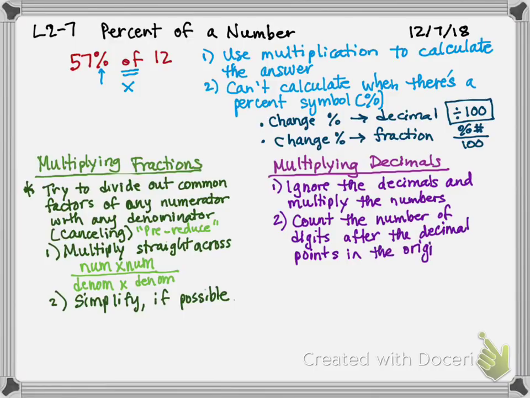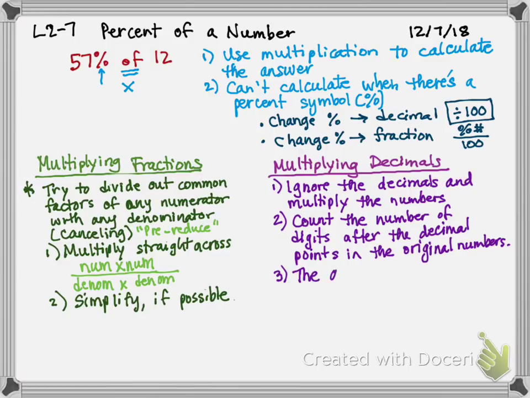Now, perhaps only one number has a decimal point. Perhaps it's only that percent number that has a decimal point. So you may only have to count the number of digits after one of the numbers because there's only one decimal point. Okay, and then we're going to use that number of digits that are going to come after the decimal point altogether to help place the decimal point in our answer.